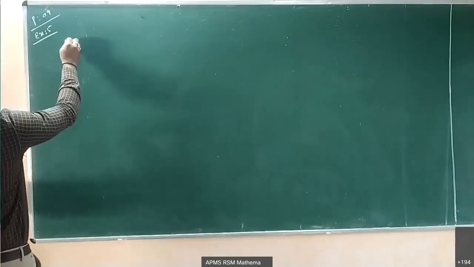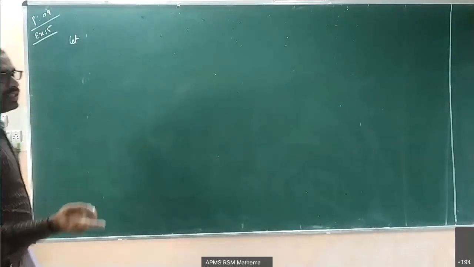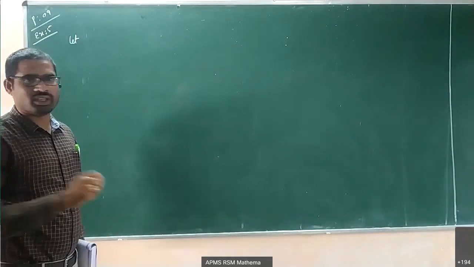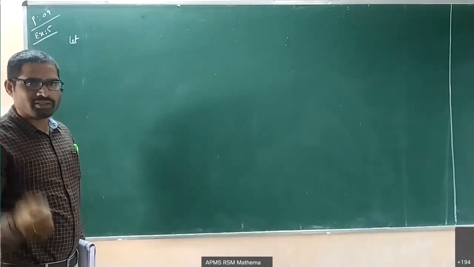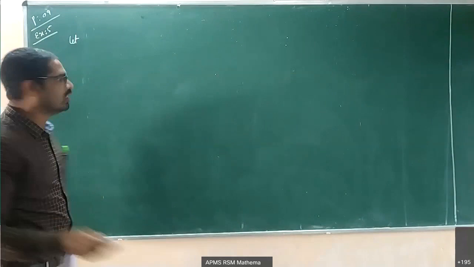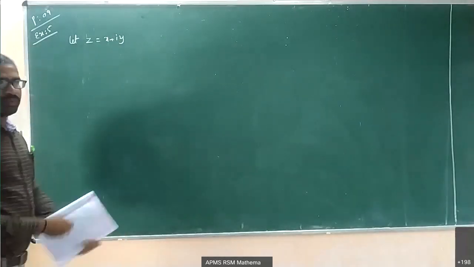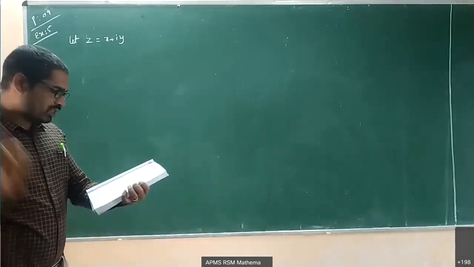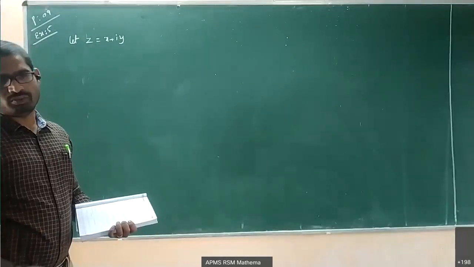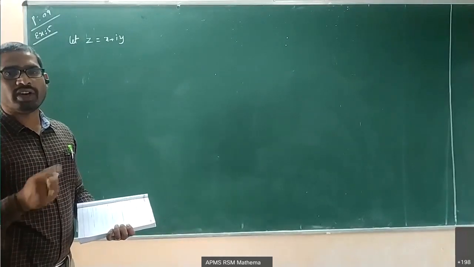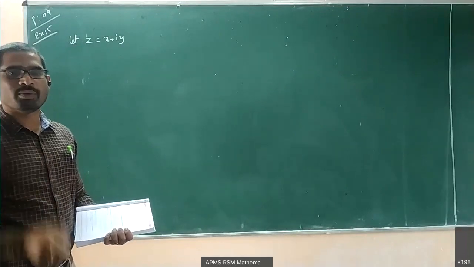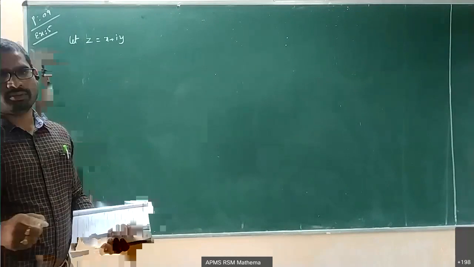Example 5. We take, let z be... Here he asked to find the locus of z but he hasn't discussed or given what z is. So what we take as z is x plus iy. We take z as x plus iy, and the real part of (z minus 4) by (z minus 2i) is equal to 0. First of all we need to find the real part of (z minus 4) by (z minus 2i), and it is also given that z is not equal to 2i.